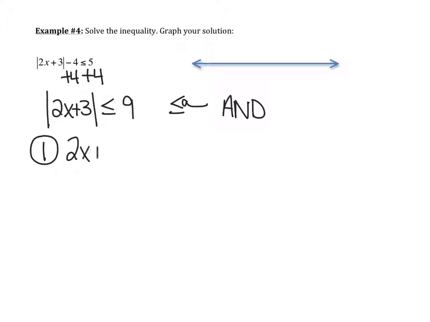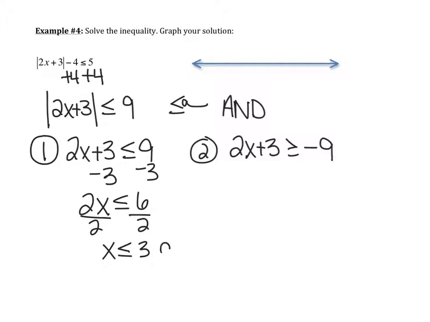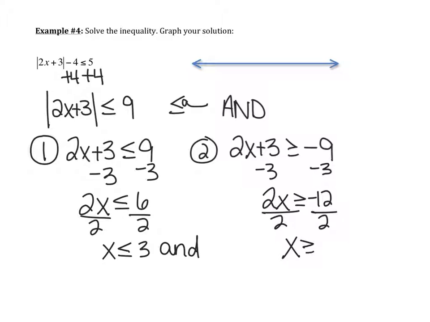Take the absolute value bars out, leave it as it is, so 2x plus 3 is less than or equal to 9. Our second case, take the absolute value bars out, flip the sign, and make it negative. I'm going to still solve these separately, and then I'll write them as one compound inequality. For my first answer, I will subtract 3 from both sides, so I get 2x is less than or equal to 6. Divide both sides by 2, so I get x is less than or equal to 3. Remember, this is an "and" situation. For my second case, I'm going to subtract 3, so I get 2x is greater than or equal to negative 12. Divide both sides by 2, so x is greater than or equal to negative 6.